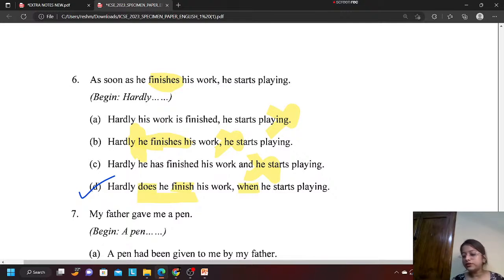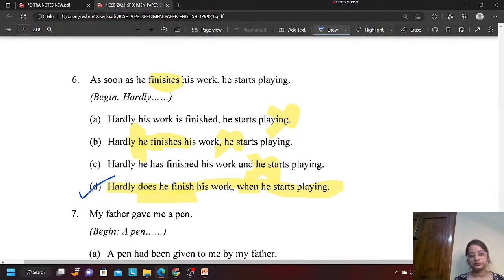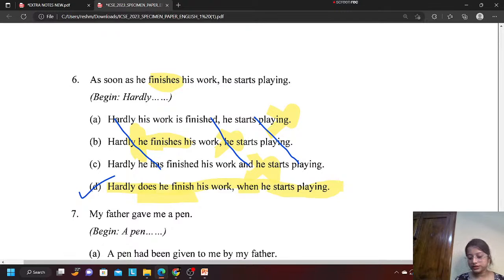No sooner के साथ we use than. Hardly के साथ we use when. Alright. So when he starts playing. So whole thing correct is for option number D. None of the sentence has when. So all three are anyway incorrect. Don't have to check anything else if you know at least this much ki with hardly you require when. Alright, Yusuf and Yash, clear no?